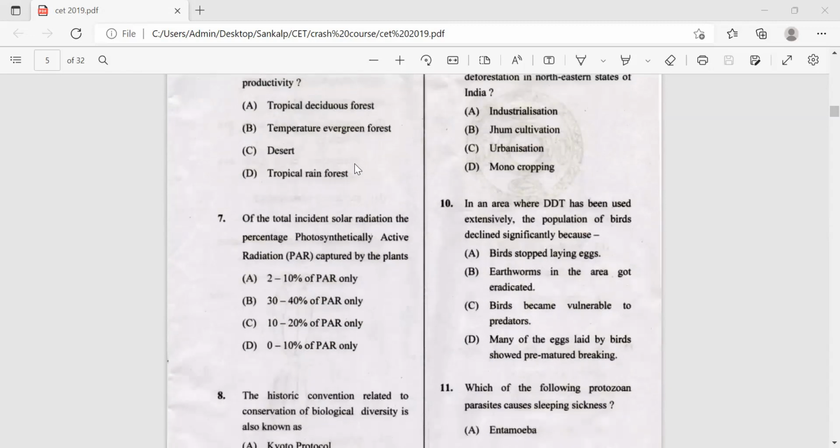Seventh question. Of the total incident solar radiation, the percentage of photosynthetically active radiation, PAR, captured by the plants is: option A, 2 to 10%; option B, 30 to 40%; option C, 10 to 20%; option D, 0 to 10%. Okay, who answered first? Janvi said option A. Sindhu said option A. Navya said option A. Vani voted C. So the right answer is option A, that is 2 to 10%.